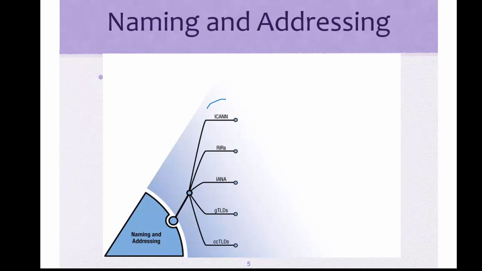First we will see what ICANN really means. You must remember this: ICANN means Internet Corporation for Assigned Names and Numbers. Let's move further and see what ICANN is and what its purpose is.